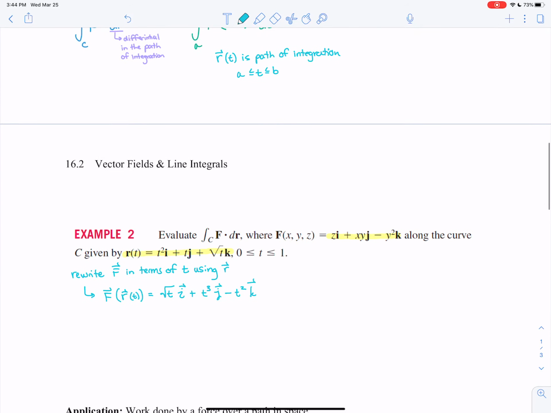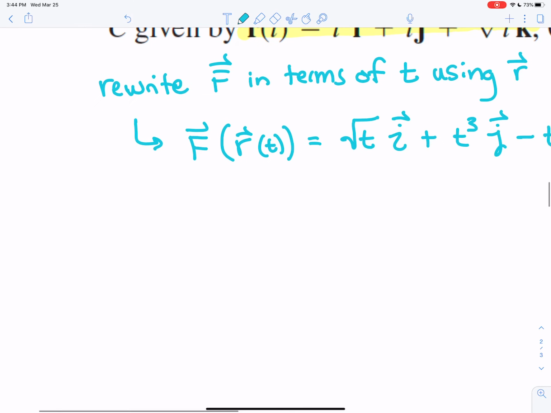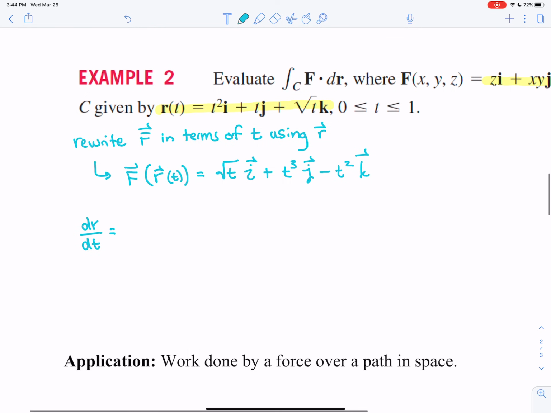Now we need to find dr dt, so the first derivative of r. So let's find dr dt. So dr dt, in this case, will be 2t i plus j, right, 1 j, plus 1 over 2 root t k. Okay, so I believe that's the first derivative.